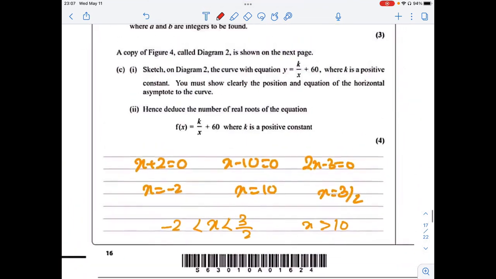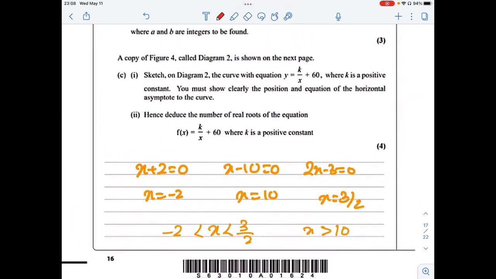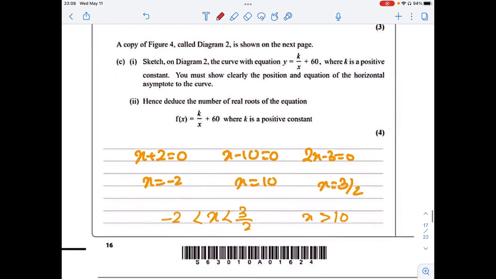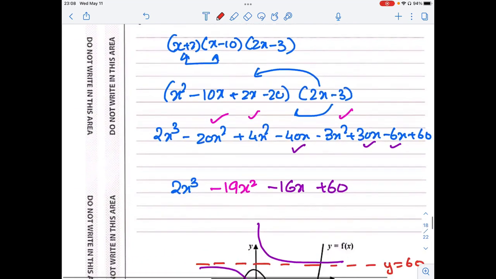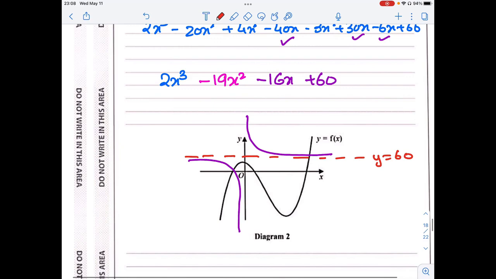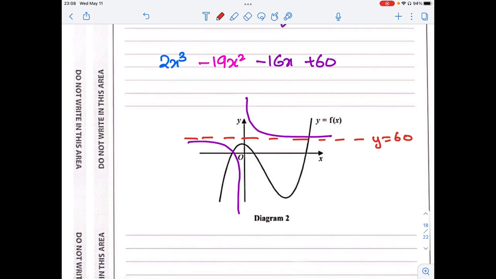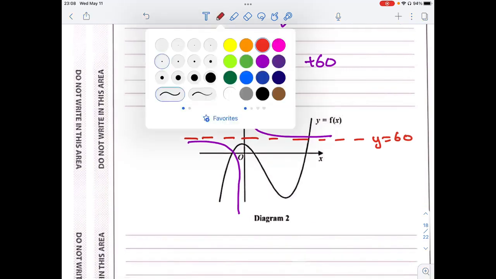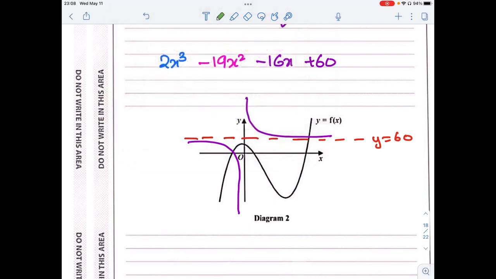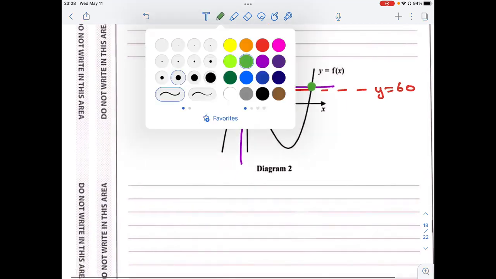What else is being asked over there? Hence deduce the number of real solutions for f of x is equal to k upon x plus 60 when k is a positive number. So we can see at how many points it is intersecting. It is intersecting at 2 points, 1 point over here and 1 point over here. So therefore, how many roots are going to be there? It's going to be 2 roots.